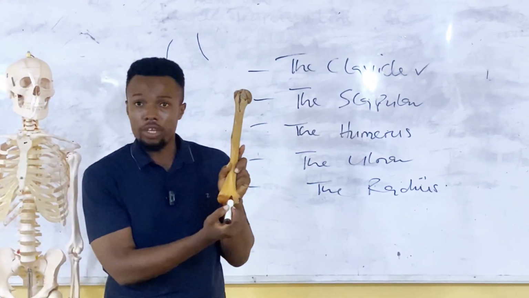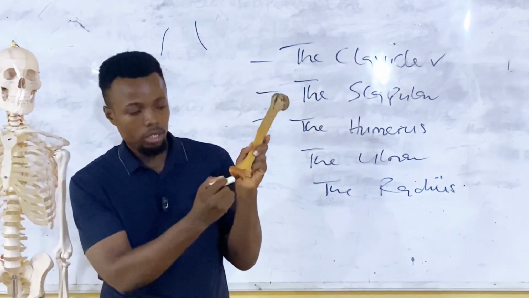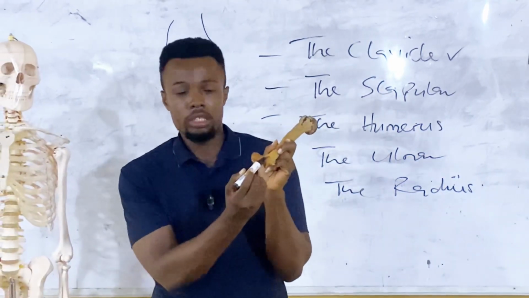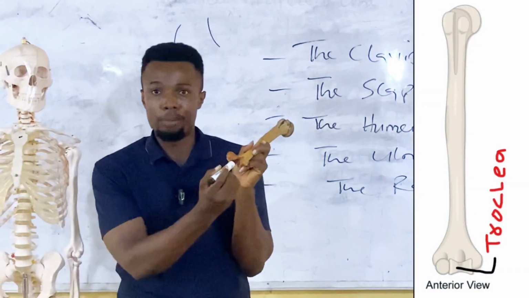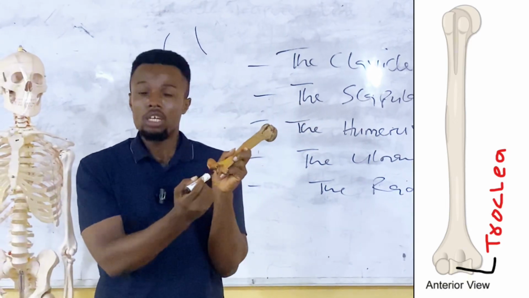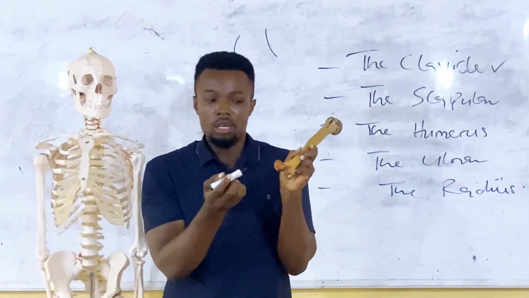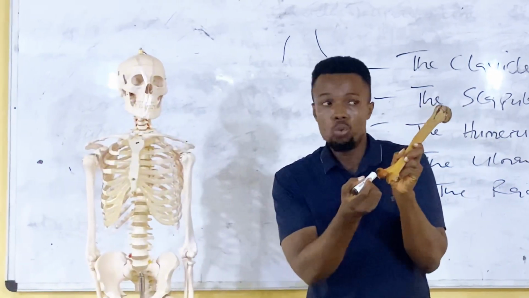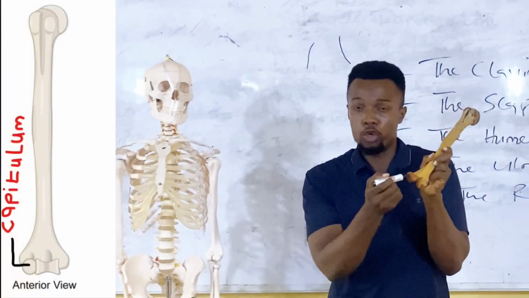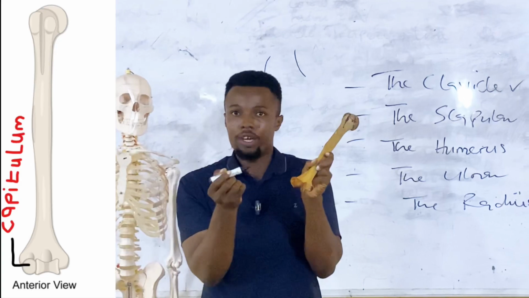Towards the medial part of the humerus, there is this structure here that looks like a wheel. Can you see this structure? It is referred to as the trochlea of the humerus. It forms an articular surface for the elbow joint. And also by the lateral side, we have another structure here, which is known as the capitulum of the humerus, which also forms an articular surface for the elbow joint.